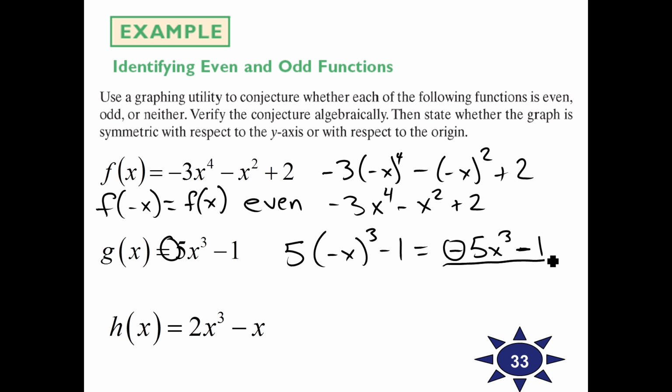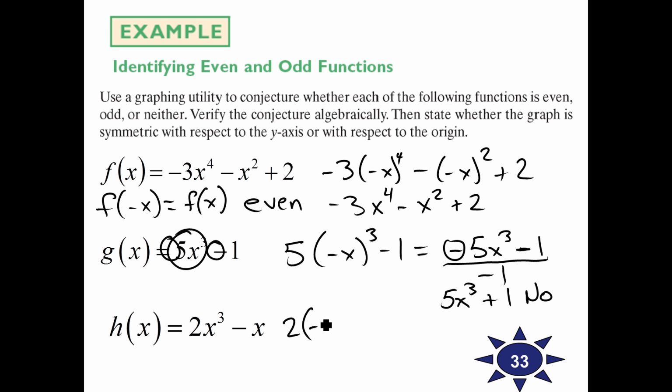The test is if we divide by a negative 1 and get the same thing, then we're odd. Let's see what happens. So negative 5x cubed divided by negative 1 is going to be 5x cubed. All right, here we're back to where we started. But negative 1 divided by negative 1 is plus 1, not what we started with. So this is neither. Okay, no symmetry. It's neither even nor odd. Let's test the last one here.